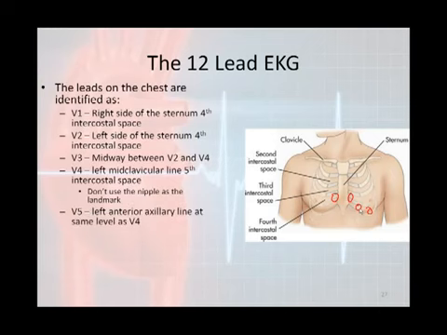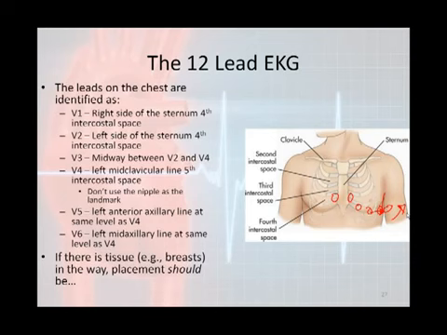V5 is going to be placed at the left anterior axillary line at the same level. So if this is the axillary line, V5 is going to go right here at the same level as V4. And V6, of course, is the mid-axillary line, same level as V4. Since I can't draw it, it's going to end up over here on the side. You might have to move the patient's arm out of the way, and if you don't, then you're probably placing V6 in the wrong spot.